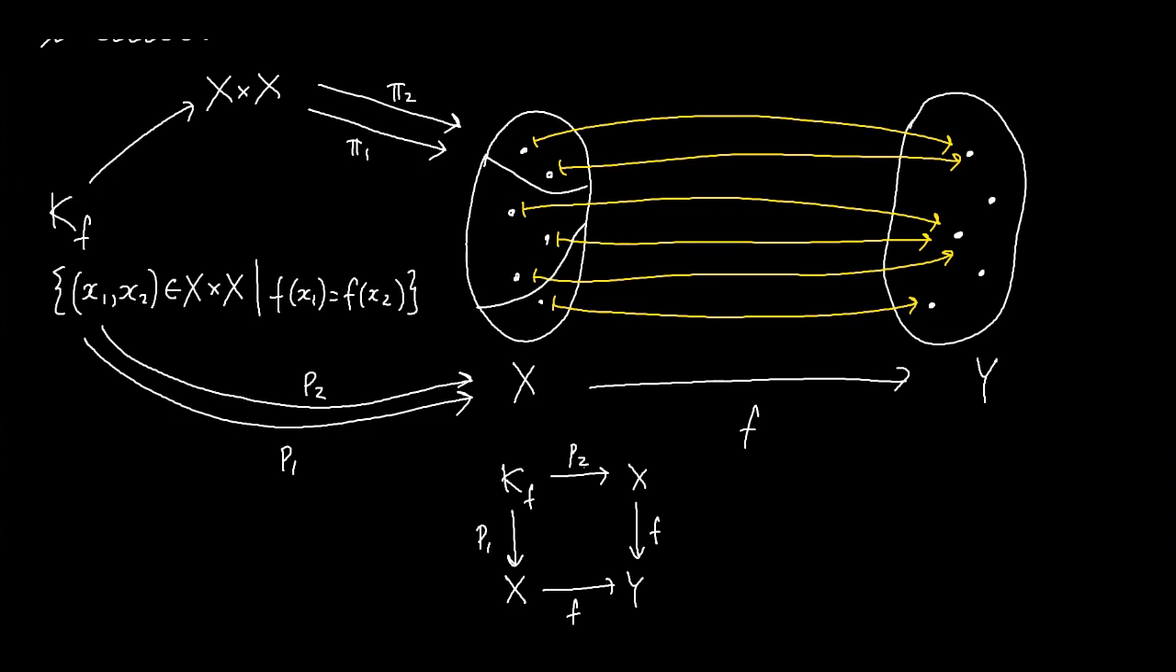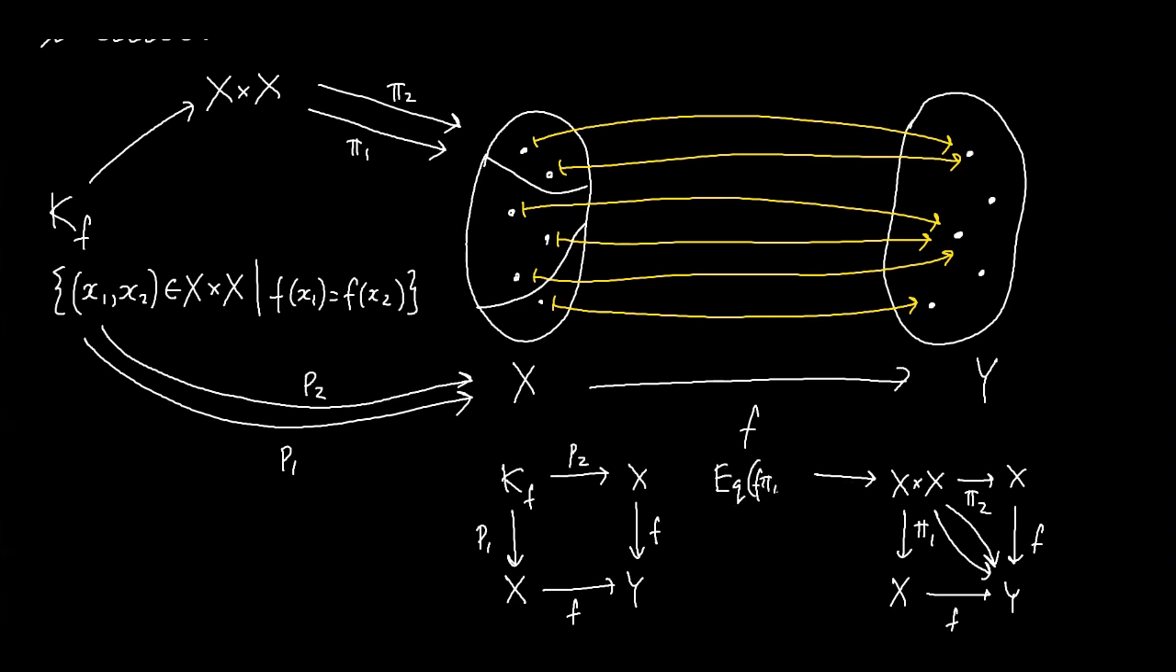Another way to create it, and in fact another way to create any pullback, is first to take the product of X and X. At this point, we do get a diagram like this. However, the diagram doesn't commute. F pi 1 isn't equal to F pi 2. So we get these two arrows by composing those. And then we take the equalizer of F pi 1 and F pi 2. And that equalizer ends up being the pullback.